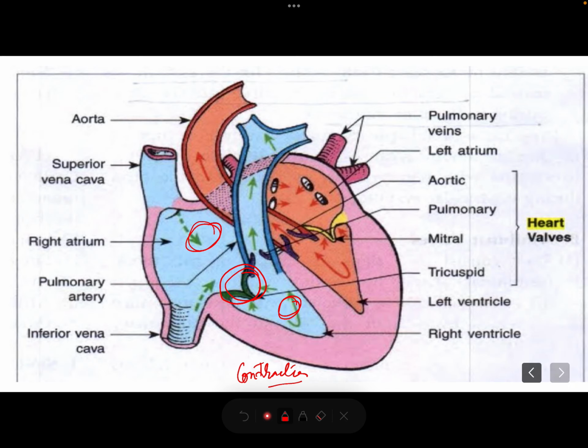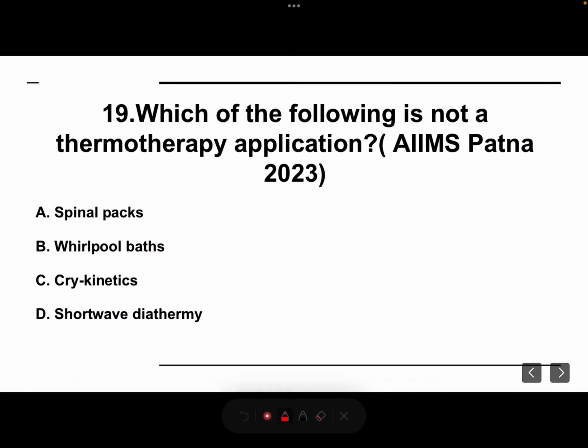Next, come to question number 19. Which of the following is not a thermotherapy application? Option A, spinal packs. Option B, whirlpool bath. Option C, cryokinetics. And option D, shortwave diathermy. Here, the correct answer is cryokinetics. It is a cold therapy.